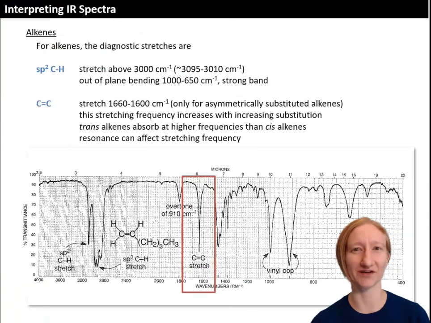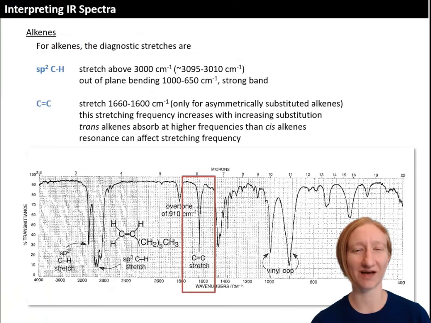Alkenes will have two characteristic bands. The CH stretch of the vinyl, or the sp2 CH bond, will appear just above 3000 wave numbers. Remember that the alkene CH bond is at a higher frequency than the alkane CH bond, and so it is more distinct in the spectrum.